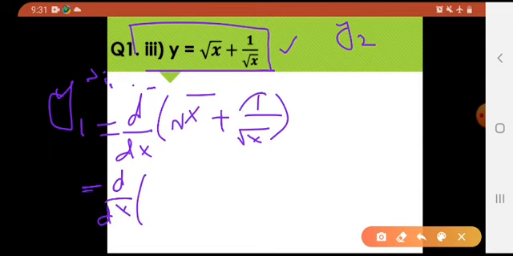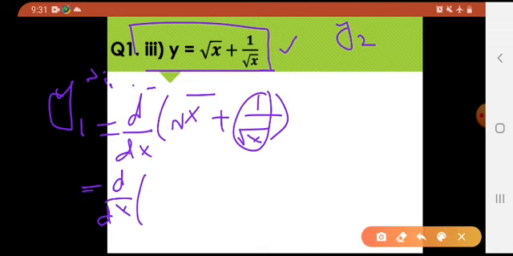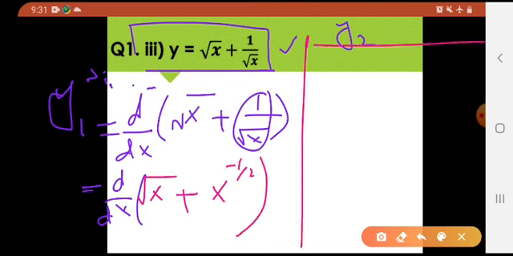As we all know, this should be in the numerator, only then will our derivative come easily. Now what is it? This is radical of x plus this is x raised to the power minus 1 by 2. So it would be y1 equals to, what is the derivative of this radical of x? It is 1 divided by 2 radical of x.